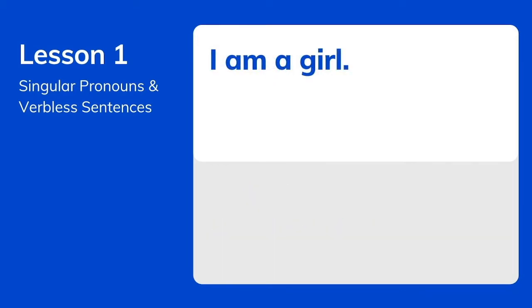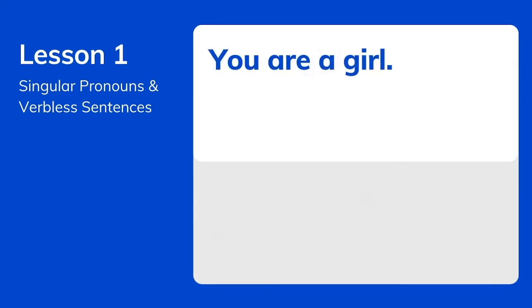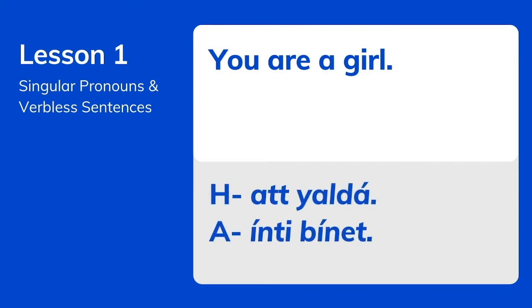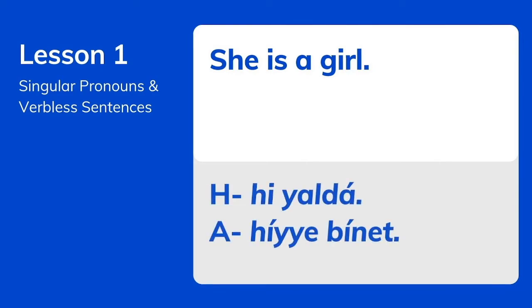So how would you say, I am a girl? Ani yalda in Hebrew. And in Palestinian Arabic, ana binit. How would you say, you are a girl? At yalda in Hebrew and inti binit in Arabic. She is a girl. Hi yalda in Hebrew and hiye binit in Arabic.